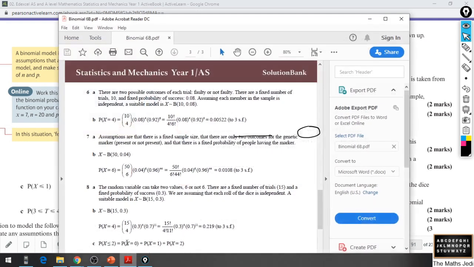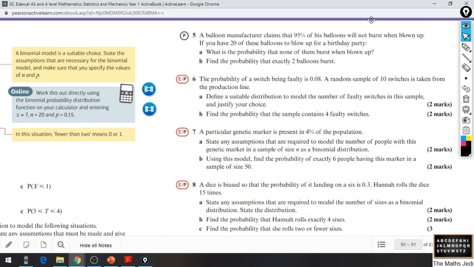Check that through. And you can see there are only 2 outcomes for genetic marker. There is a fixed probability of people having the marker. We did miss this one, fixed sample size, but that was fairly obvious from the question itself because it does say sample of size n, but it is worth mentioning. Of course, the question's only worth 2 marks. I'd imagine that 2 of those would be enough to get the marks.